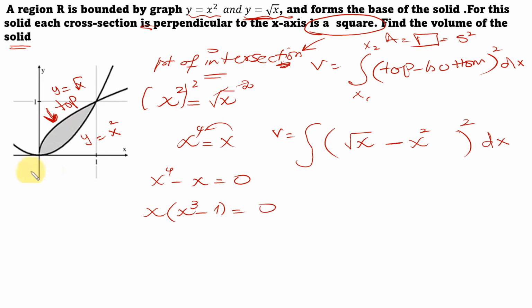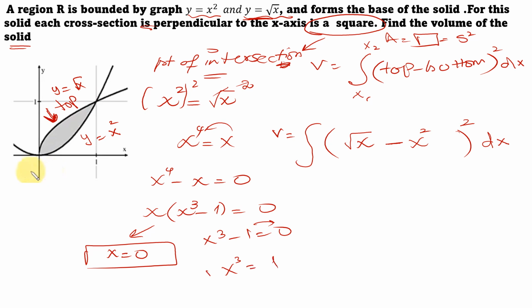One time the factor x equals 0 and one time the factor x cube minus 1 equals 0. Bring the 1 on the other side and take the cubic root to remove this power of 3. So the cubic root of 1 is 1. So our limits will be from 0 till 1. Now write it in the calculator and get the final answer.